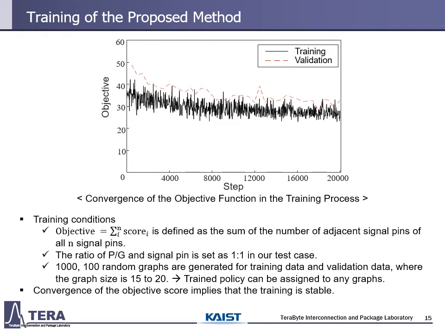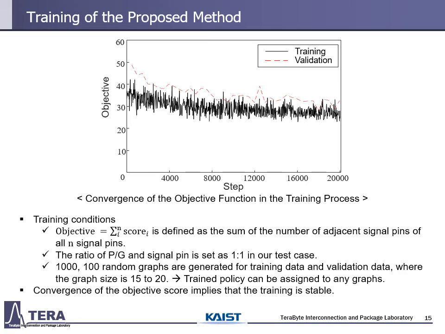And next are the training conditions of the policy that we use for our validation process. The conditions of training are as follows. First, the objective is defined as the sum of the number of adjacent signal pins. So the lesser the objective score, the better the performance. Then we set the target ratio between the power ground pins and signal pins to 1:1.